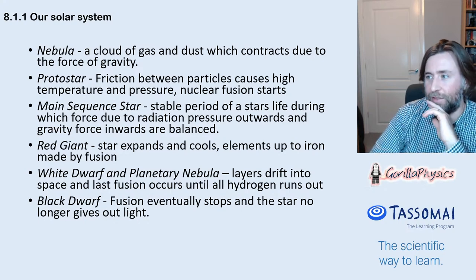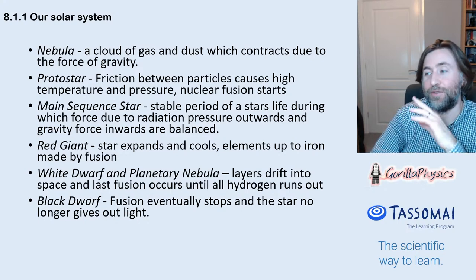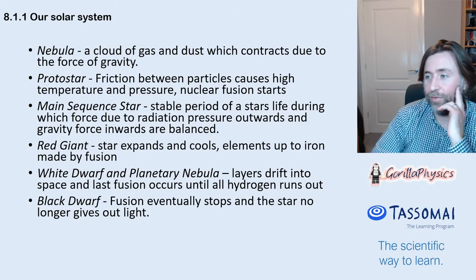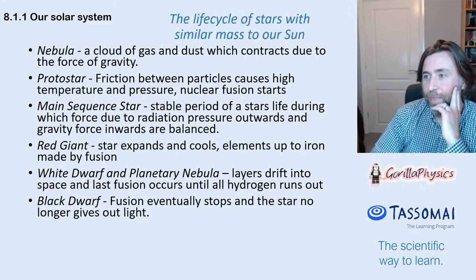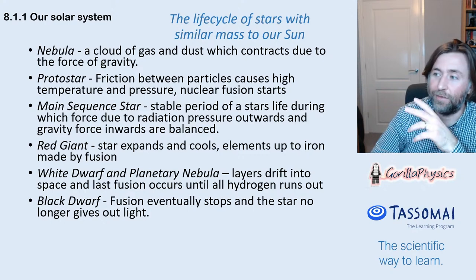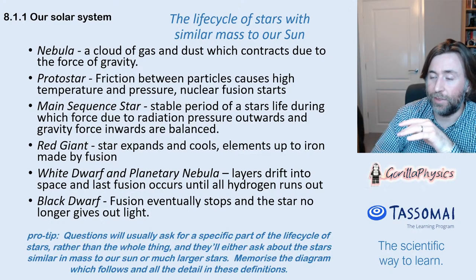Now, we think that the next thing on the list will be a black dwarf, and fusion will eventually stop, so it will eventually stop giving out light. This is the life cycle of stars with a similar mass to our sun.